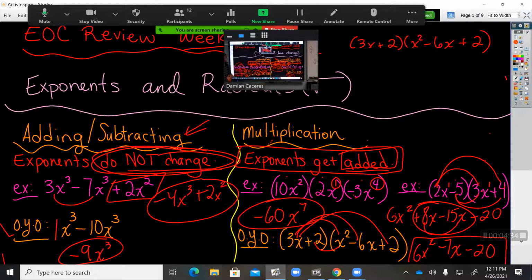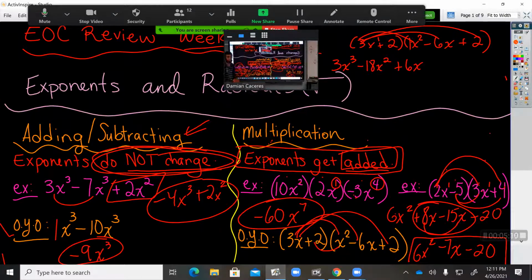Now, on this example, I'm going to do it up top to have more space. Please pay attention because this is definitely an important question. 3x times x squared is 3x to the third power. Why? Because 3 times 1 is 3, and x to the 1 times x to the 2 is x to the 3. You add exponents when you multiply. Now we do the same thing for the rest. 3x times negative 6x is negative 18x to the second power. 3x times positive 2 is positive 6x.